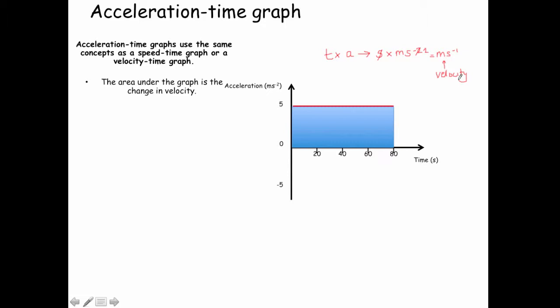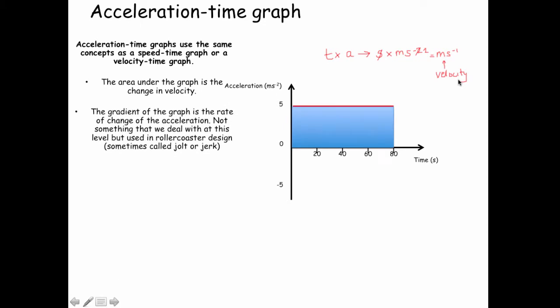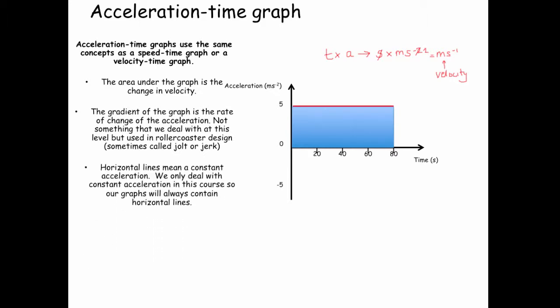Right, let's look at the gradient. In this one, we've got a flat, horizontal line, so that means we've got a constant acceleration. At this stage in the course, we deal with constant acceleration, so that line will always be horizontal. Just as an aside, roller coaster design takes into account non-constant acceleration. They call it jolt or jerk, and if you imagine yourself on a roller coaster, you can see the change in acceleration is important for making the ride exciting. So constant acceleration gives horizontal lines.